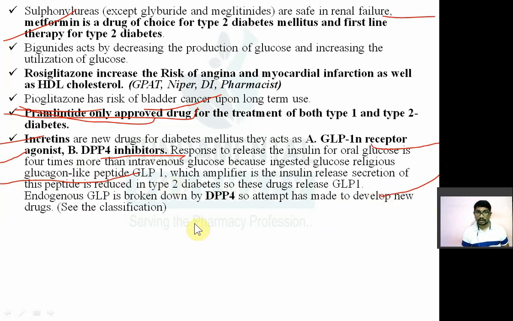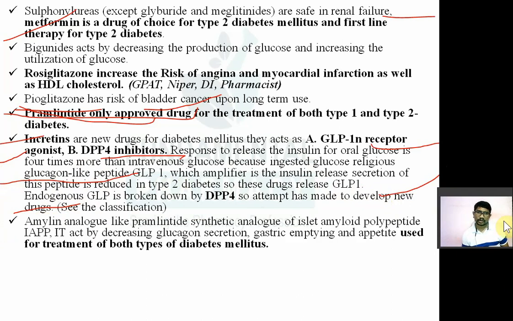Now this is another target for anti-diabetic drugs. It acts by GLP-1 receptor agonists and DPP-4 inhibitors. Amylin analogs like pramlintide are amylin analogs. Amylin is nothing but the peptide from islet amyloid polypeptide, IAPP. It acts by decreasing glucagon secretion, gastric emptying, and appetite. It is used for the treatment of both types of diabetes.